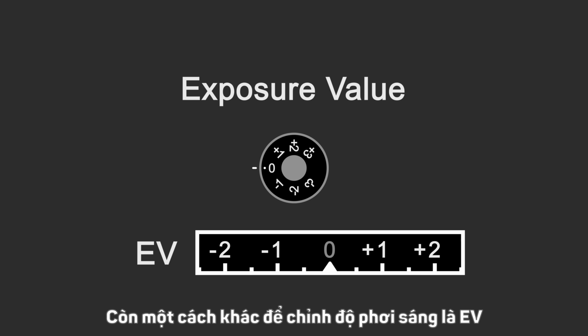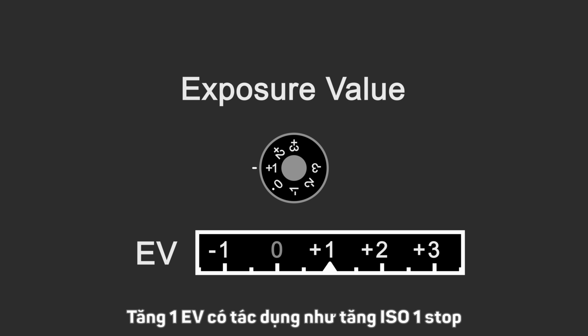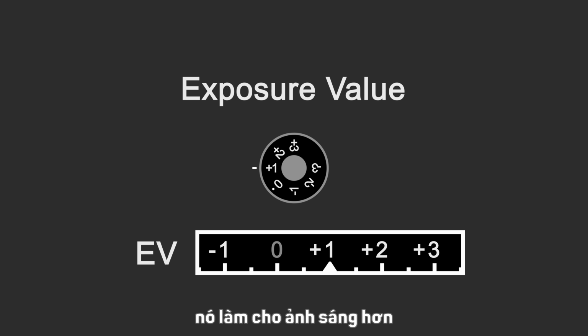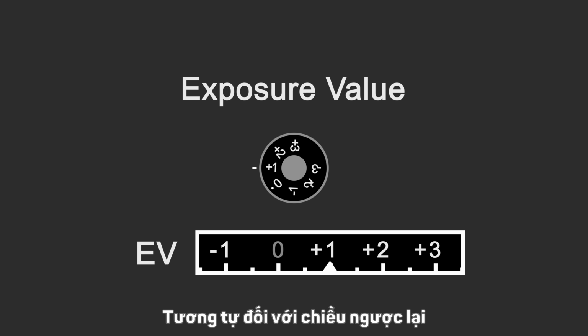There is one more option, a way of correction: the exposure value. Increasing it by one stop has the same effect as increasing the ISO by one stop, or decreasing the shutter speed by one stop, or increasing the aperture by one stop. It makes the image brighter. This obviously also works the other way around.